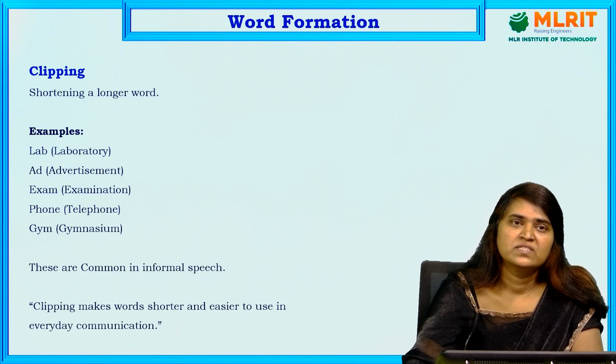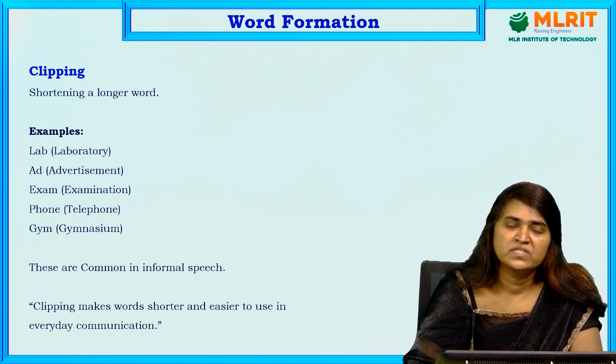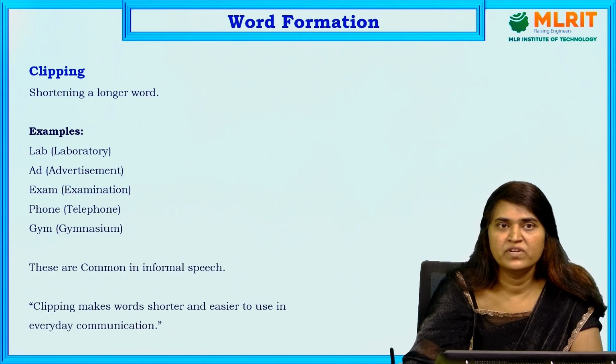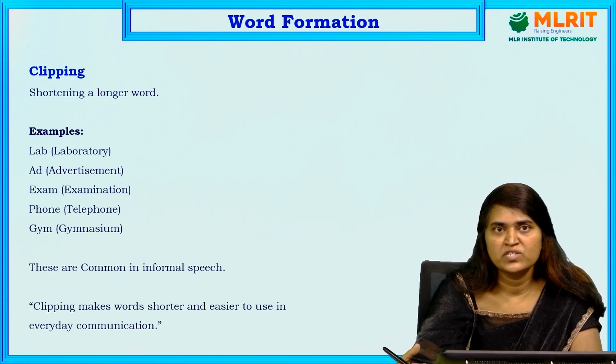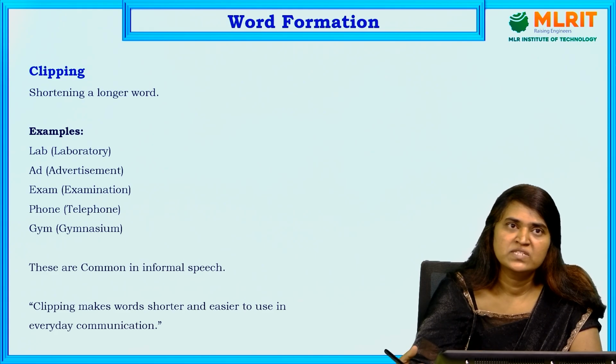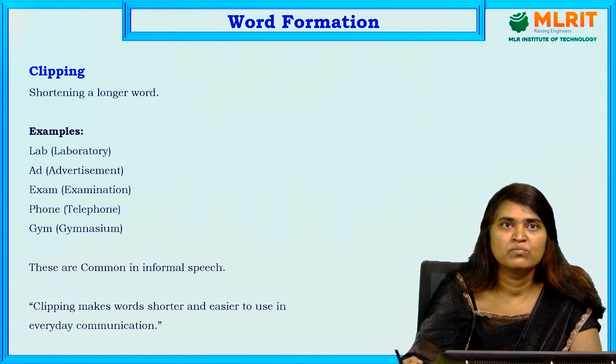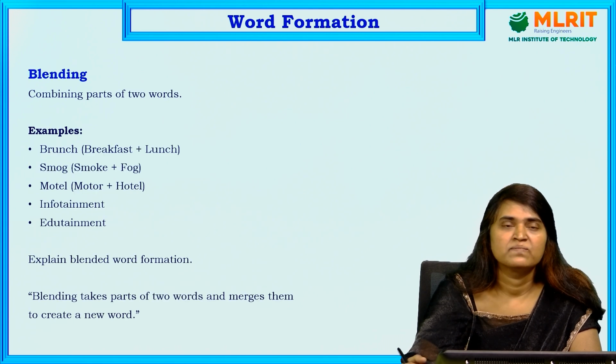So, clipping. What is clipping? This is one type of word formation. Clipping makes words shorter and easier to use in everyday communication. So, shortening a longer word is a clipping. For example, laboratory, advertisement, examination, telephone, gymnasium. In our informal speech, when we are talking informally, we can use them as lab, ad, exam, phone, gym. So, this is a clipping. Clipping is shortening a longer word into a short word.